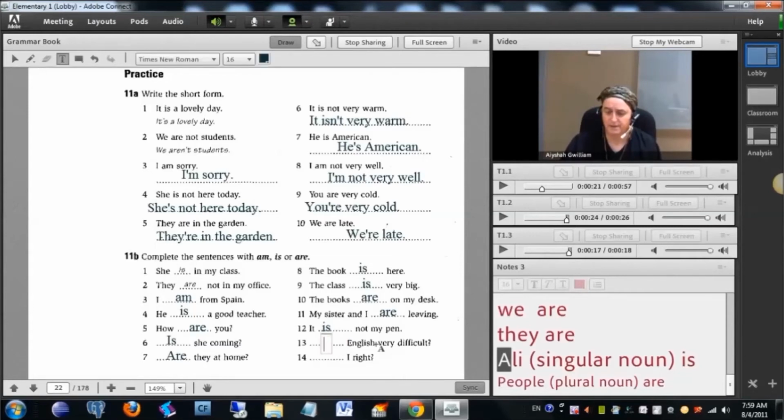English is a singular noun, so we put is. English is very difficult. And number 14 should be am, I right? Okay. And I'll just straighten that up. There we are. So, these are the verbs to be and the short forms. We are practicing this part.